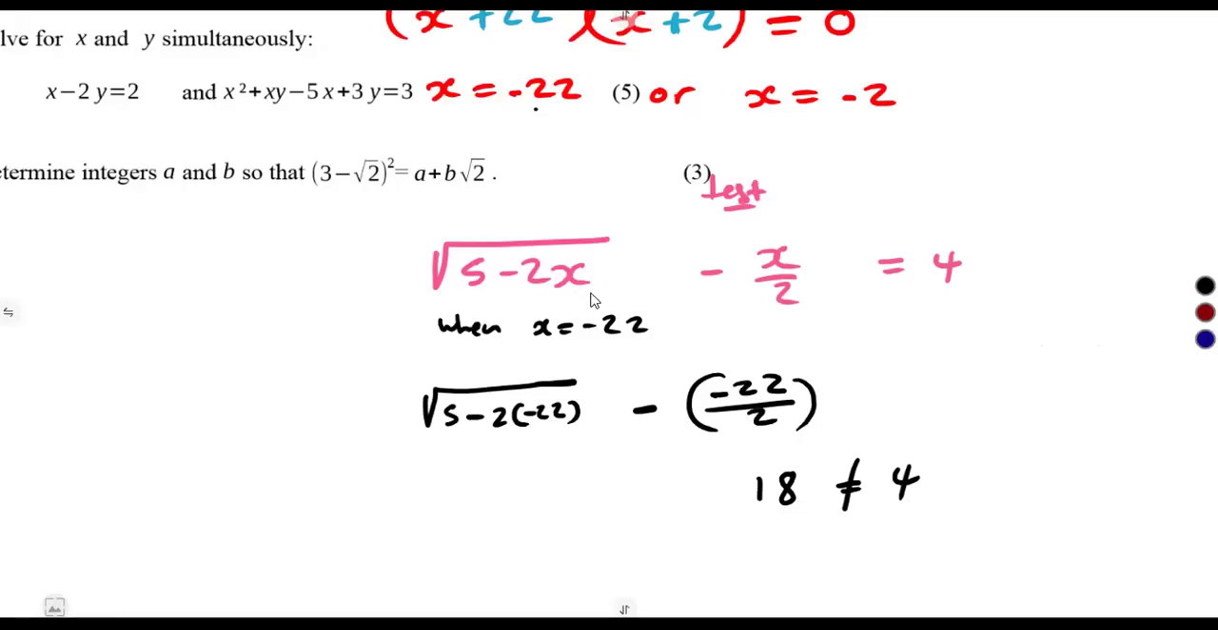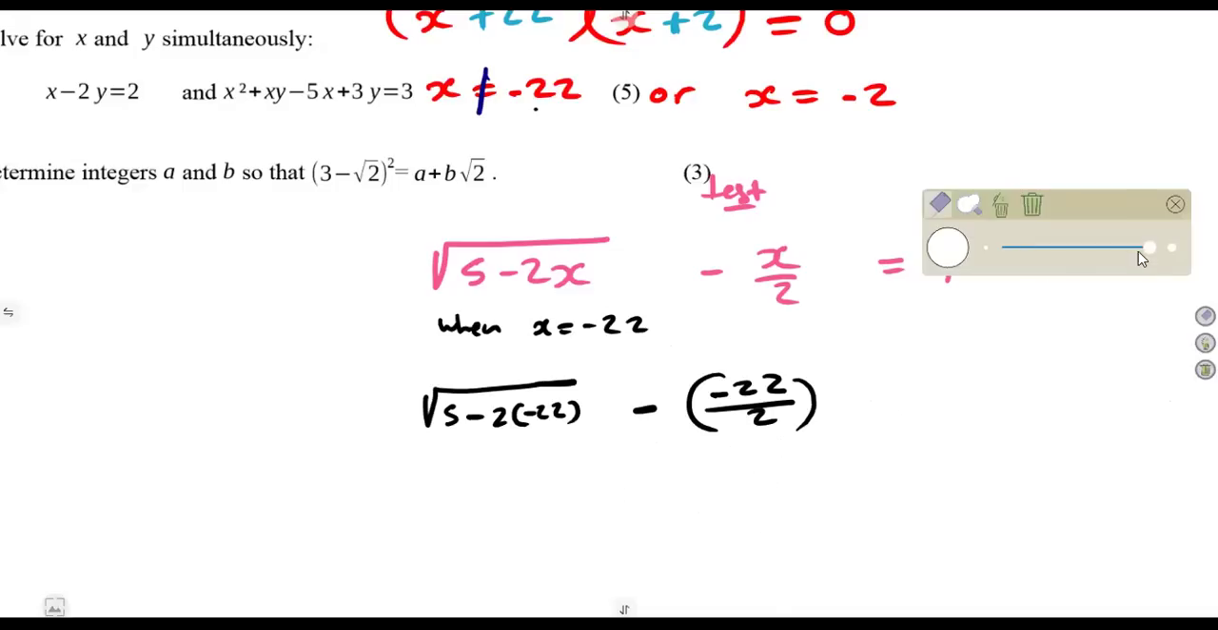So meaning to say, for the value of x that we substituted, minus 22, the two sides are not equal. So this value is wrong. x cannot be equal to minus 22. So this is the idea. You do the same thing, guys, when x is minus 2 this time. When our x is minus 2, we're just going to put minus 2 here.